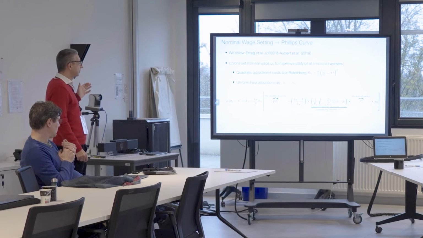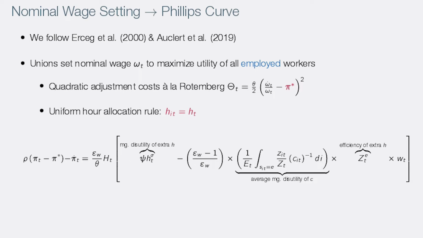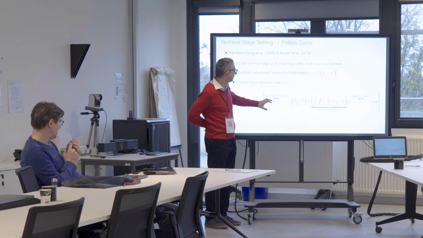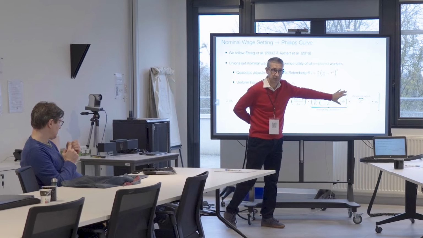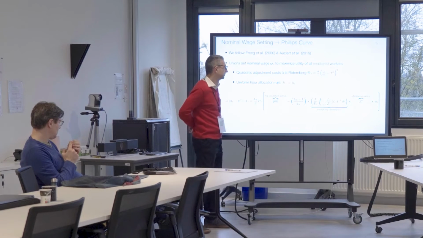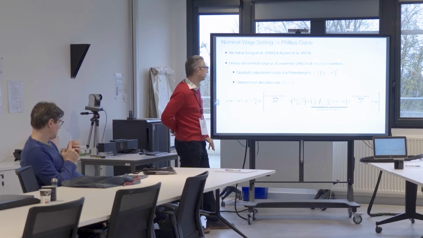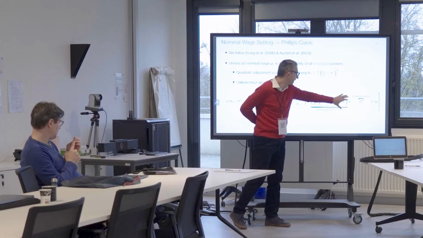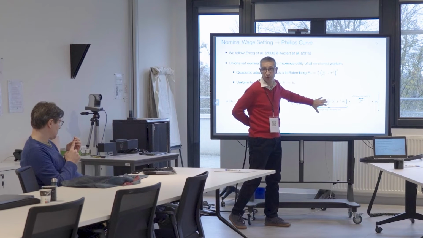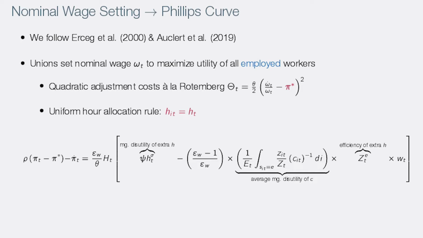You solve this problem, and you obtain a wage Phillips curve that looks like this. For those of you who are familiar with this expression in this literature, essentially what matters is in this square bracket, and it's the deviation between the marginal utility of an extra hour and the markup times the wage, which is what generates inflation or deflation. What is different here is that the marginal utility of consumption that weights the wage is weighted by productivities. That's not super crucial quantitatively.